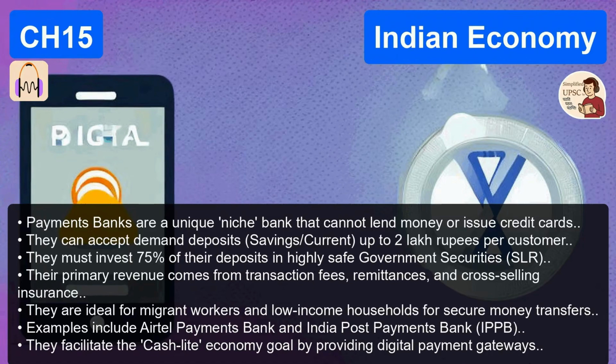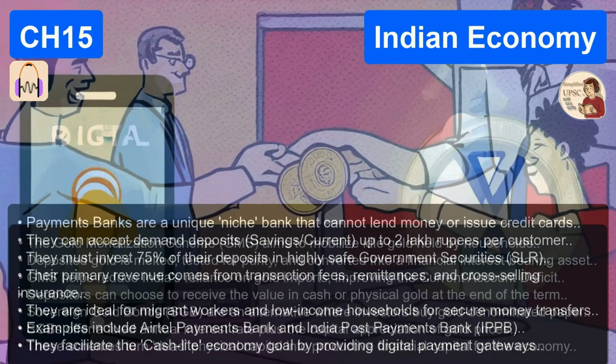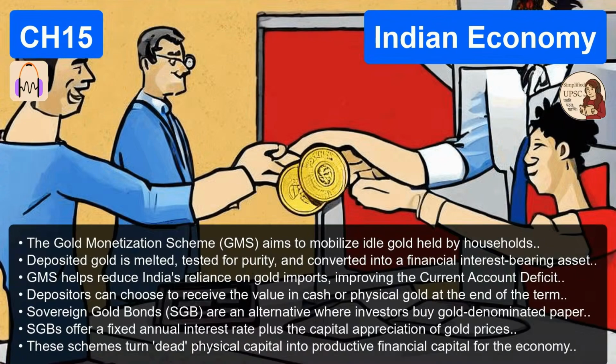75% of their total lending must go to the priority sector. 75%. Compare that to the 40% for normal banks. That is huge. It is a heavy mandate. Examples you might see around are Small Finance Bank, Ujjivan, or Equitas. Many of these actually started as microfinance institutions and then upgraded their licenses to become banks.